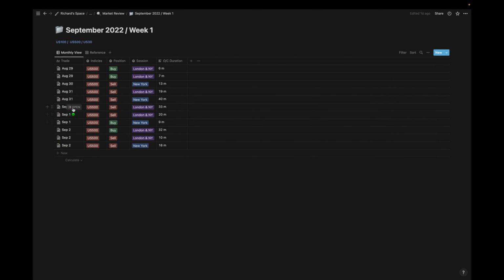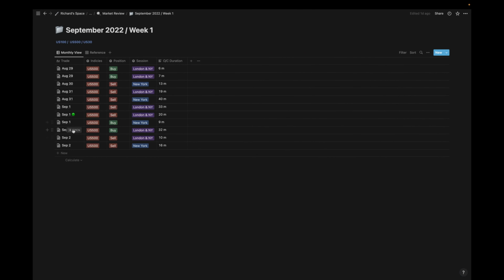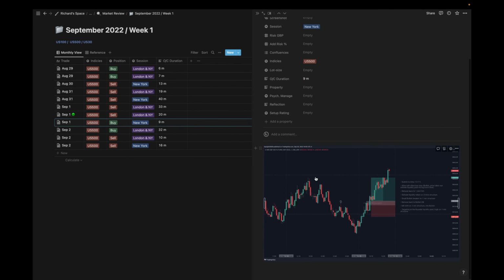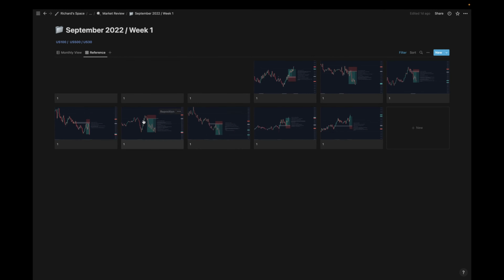So I will record all my trades in Notion, record the duration of the trade, and I can see the reference right here to keep how I see the chart becoming second nature for me.